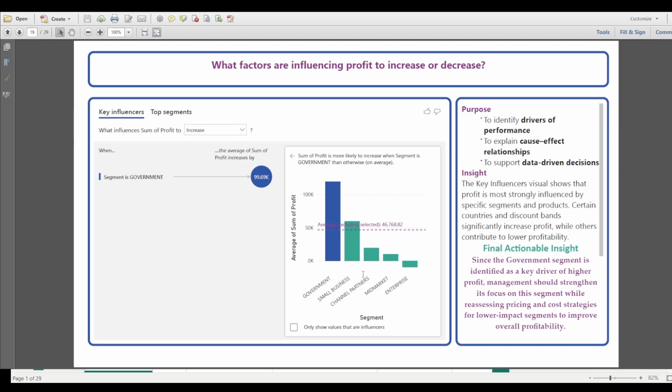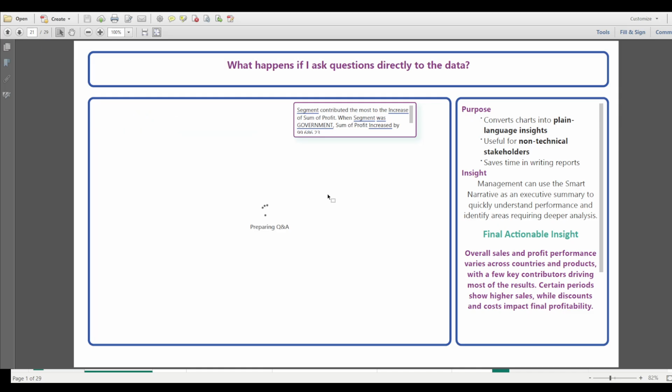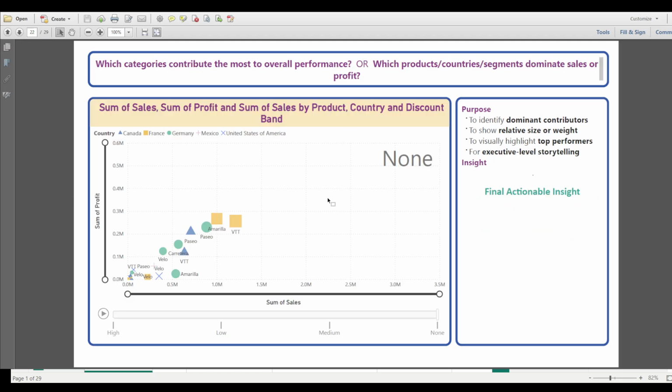So it is one of the AI charts which is given in the list of charts available to you. Then we did Q&A also, and we learned how to get answers with the help of a smart visual, smart narration. With the help of narration it will narrate the chart also, like it is giving the narration: segment contributes the most to the increase of sum of profit when segment is government. Sum of profit increased by 99,686.23. So this is how you have to learn how to use all the visuals. This is Q&A, which is the fourth AI visual which we learned.